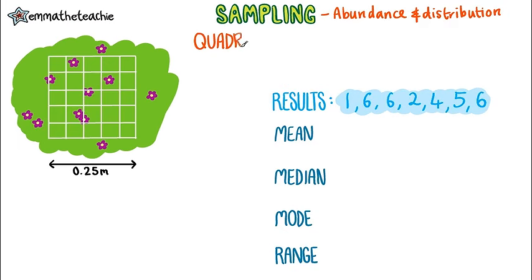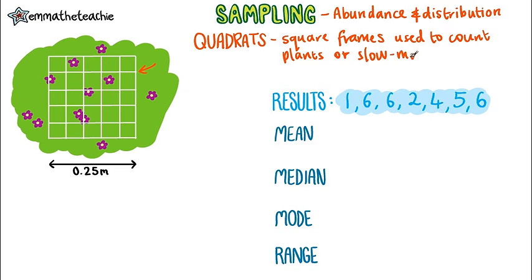Firstly, you can use quadrats. These are square frames that are laid on the ground. They may or may not have a grid inside them. You can then count the number of plants or slow-moving organisms inside them. For obvious reasons, they can't be used for large or quickly moving organisms.